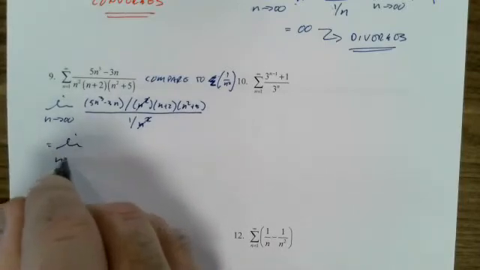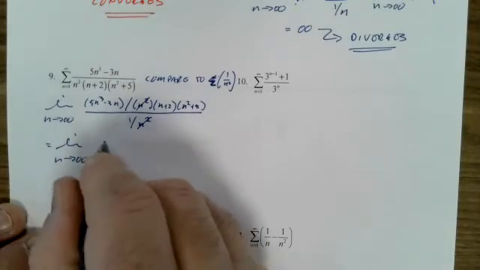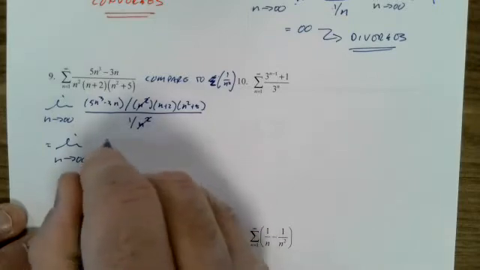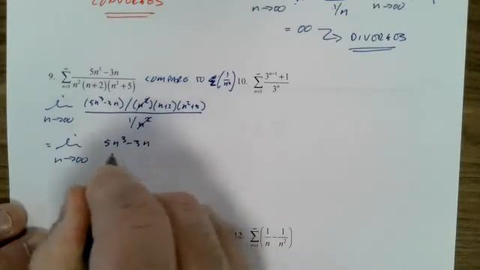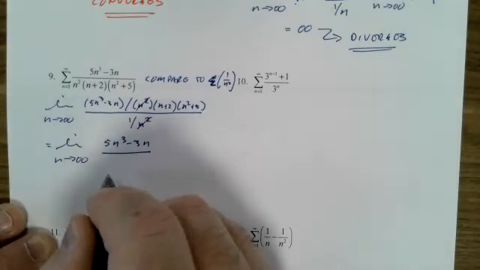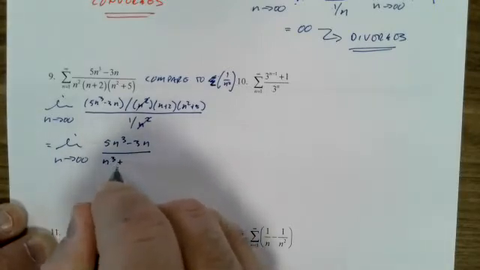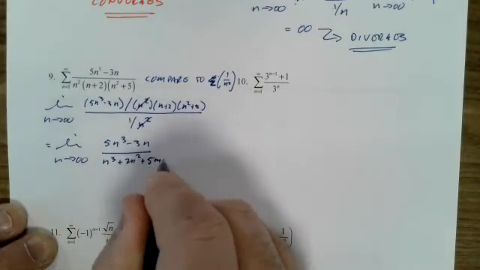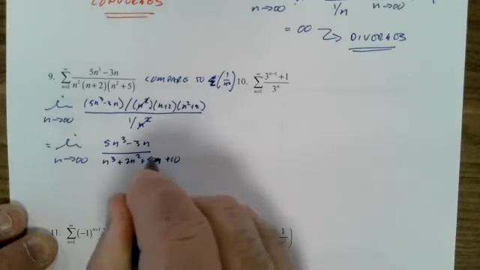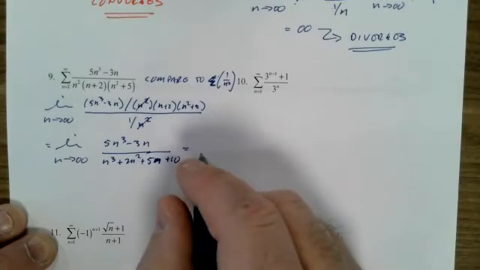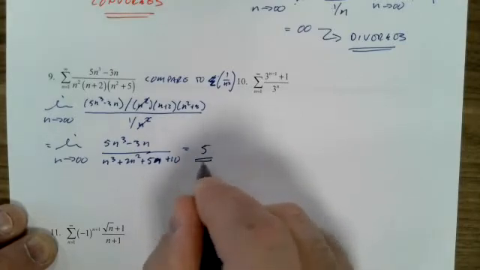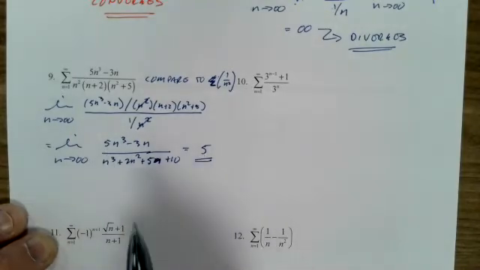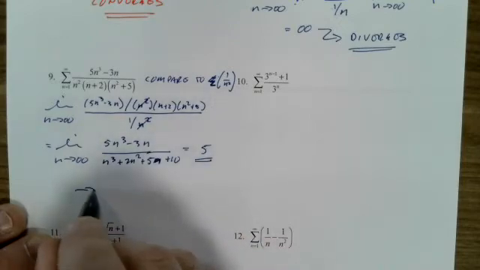Equals the limit as n goes to infinity of 5n to the third minus 3n over n to the third plus, yeah, I actually did multiply this out. Lord, that's lame. 5n plus 10, which will give me 5. After all the work we do, we know it's going to be 5. Don't believe me? Take the derivative till you get it all the way down. You'll see it's going to be 5. So since this converges.